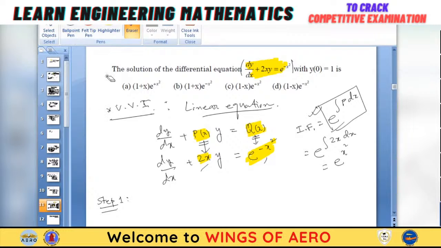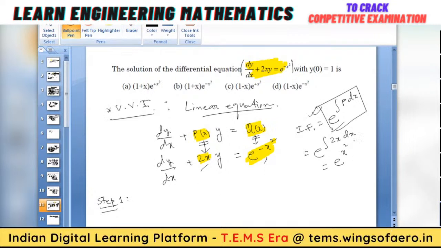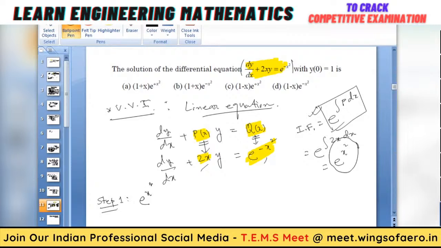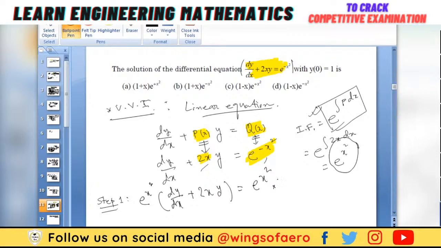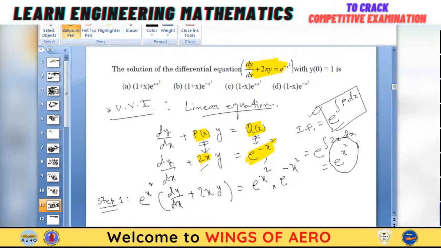Step 2, or it is also step 1, you can multiply. So now multiply both sides by this integrating factor. Multiply here, e to the power x square into dy/dx plus 2xy is equal to e to the power x square into e to the power minus x square. Simply multiplication and nothing else.